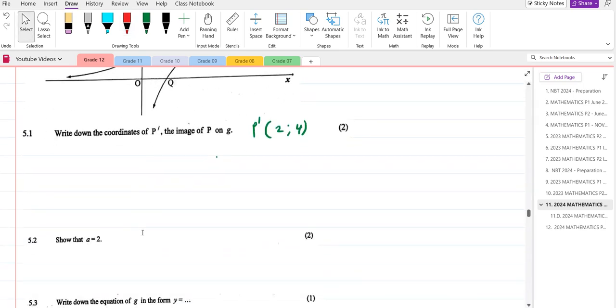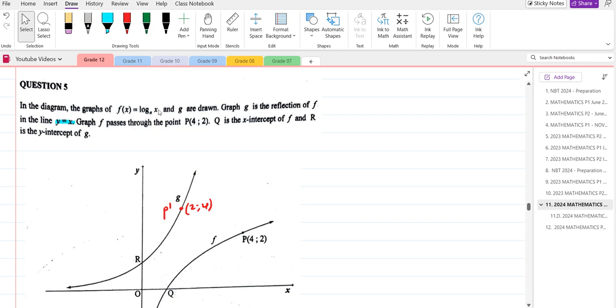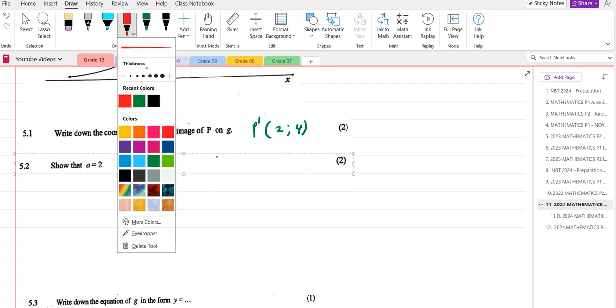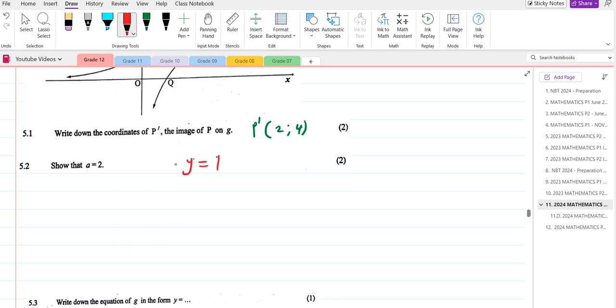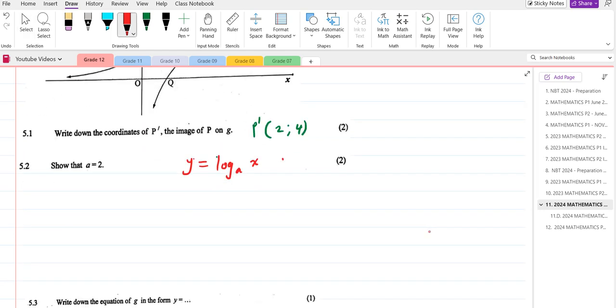Next one, show that a is equal to 2. So we need to solve an equation. We had f: y equals log x base a. What point lies on the log graph? The point that lies on the log graph is (4, 2). The x value is 4 and the y value is 2.